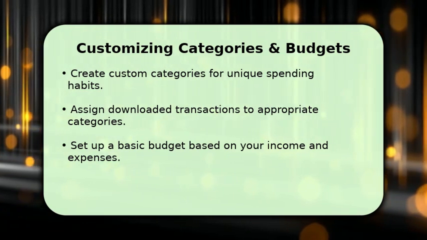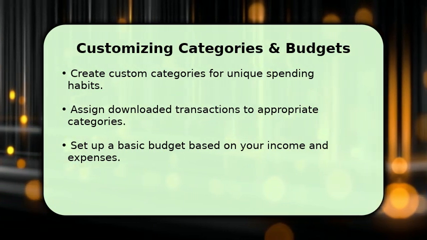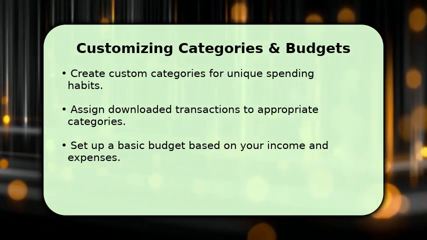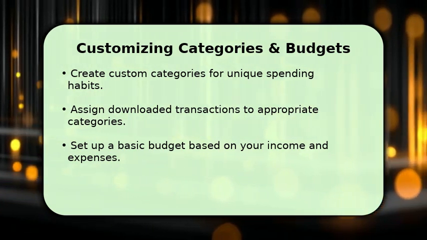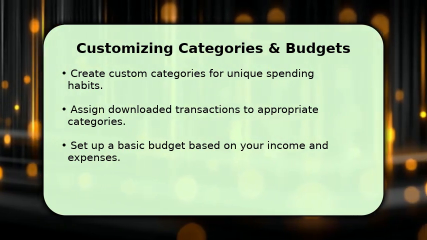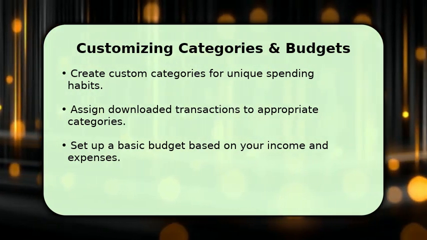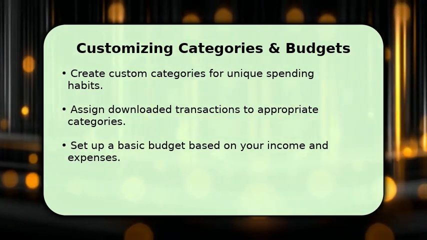Quicken provides many default categories, but you can also create custom ones to match your specific spending. For example, you might add a category for pet supplies or home renovation. Regularly review your downloaded transactions and assign them to the correct categories. This step is vital for accurate reporting and helps you understand where your money goes.